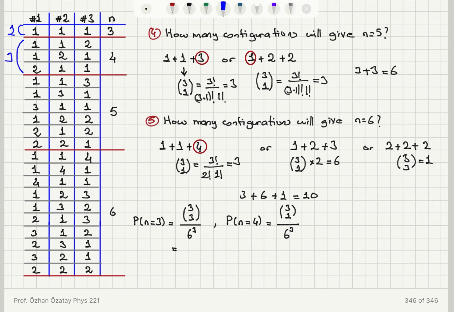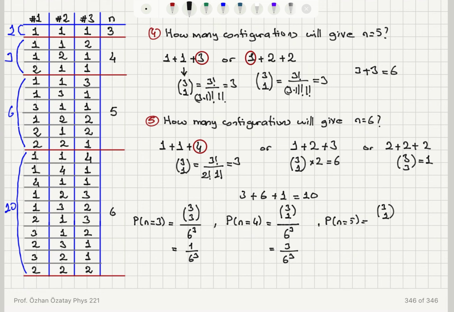This is 3, and for 5 we have 6. For 6 we have 10 possible configurations. So this is basically giving us 1 over 6 to the power 3. This is giving us 3 over 6 to the power 3 as the probability. Probability of n equals 5, as we have found out, is 3 choose 1.